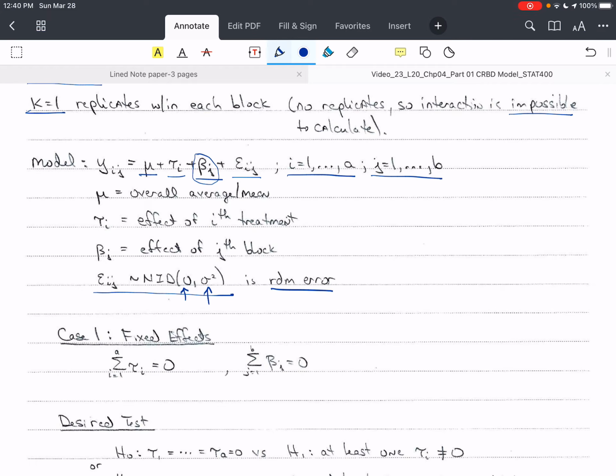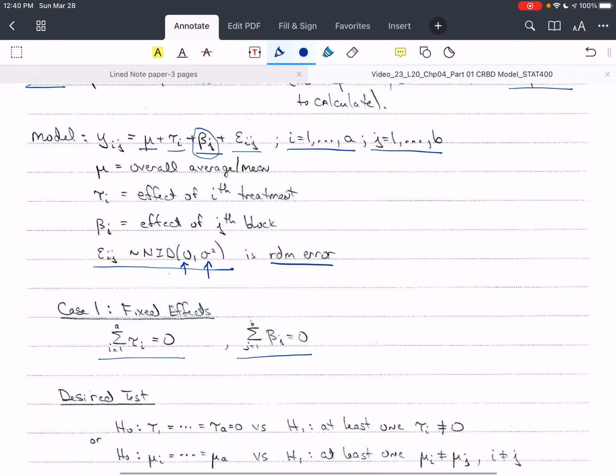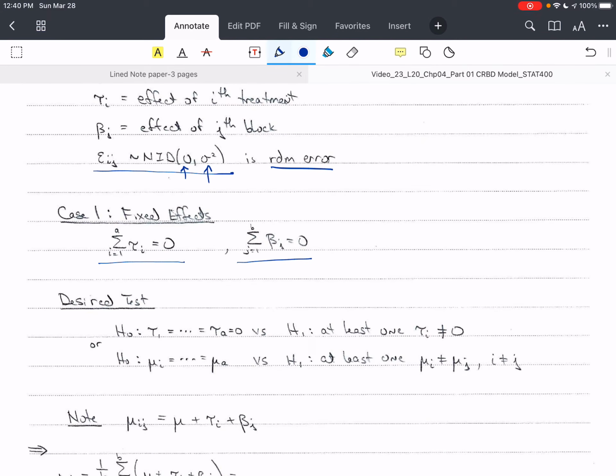Case 1, we're going to have fixed effects for both of these. Okay, so fixed effects, and that means that the assumptions that we have is that the sum of the tau i's is equal to 0, and also the sum of the beta j's is equal to 0. Now, what are we going to test here? If we have a fixed effect, we're going to test tau 1 equal to tau 2 equal to tau 3 up to tau a, and all of those are equal to 0. Okay, if they're all equal, they have to be equal to 0.